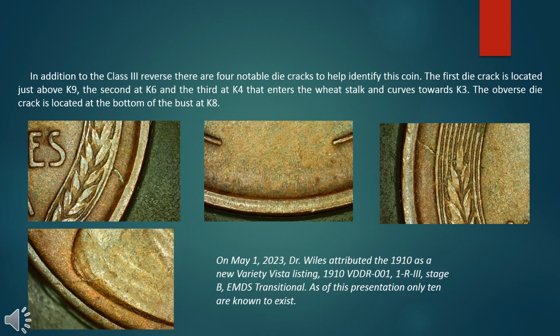In addition to the Class III reverse, there are 4 notable die cracks to help identify this coin. The first die crack is located just above K9, the second at K6, and the third at K4 that enters the wheat stalk and curves towards K3. The obverse die crack is located at the bottom of the bust at K8.